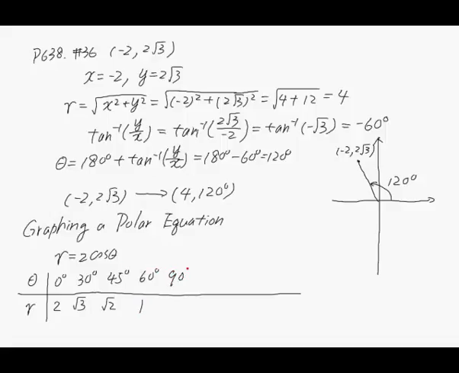Then 90 degrees, you have 0 for cosine. So 2 times 0, you have 0. And then 120 degrees, we know the reference angle for 120 degrees is 60 degrees, right? And in quadrant 2, cosine is negative. So cosine of 120 degrees is equal to negative cosine 60 degrees, which is negative 1 half. So negative 1 half times 2, you get negative 1.